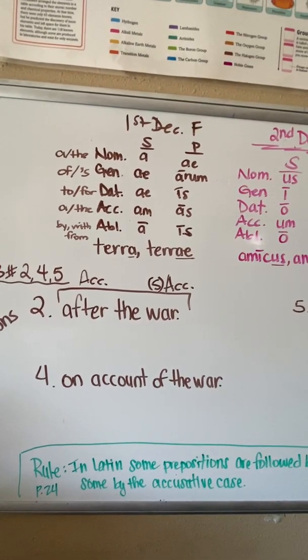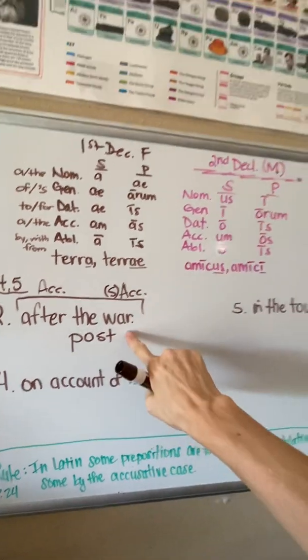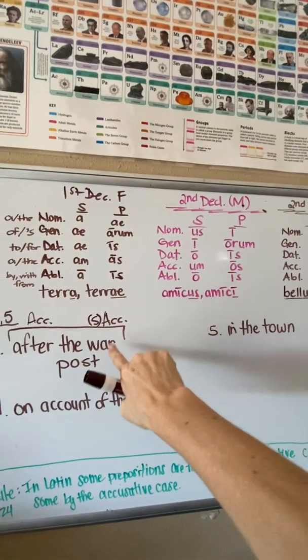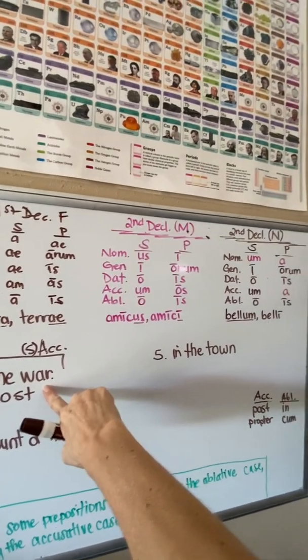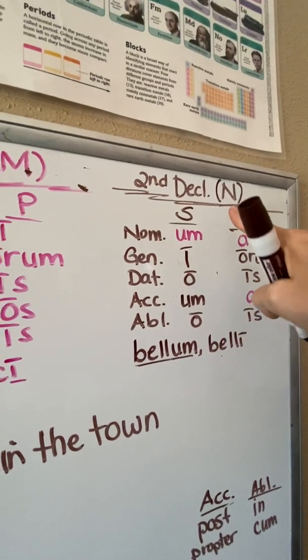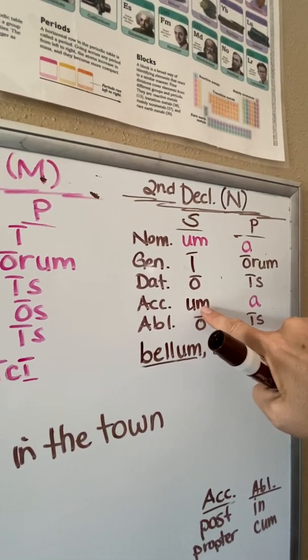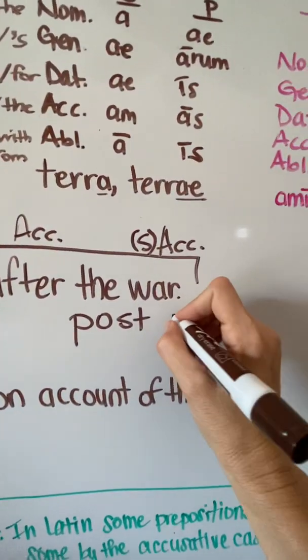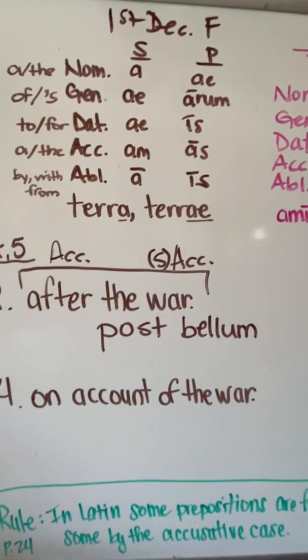And then I just go ahead and translate. I know that after means post. And if I'm looking at war, it's accusative singular, and I know that war is bellum, belly, which is why we memorize our vocabulary that way. So I'm going to go over to the neuter, and then go to accusative singular, and that's my ending I'm going to tack on to bellum. So then I go ahead and write the word bellum here. Okay, and so that's translated.